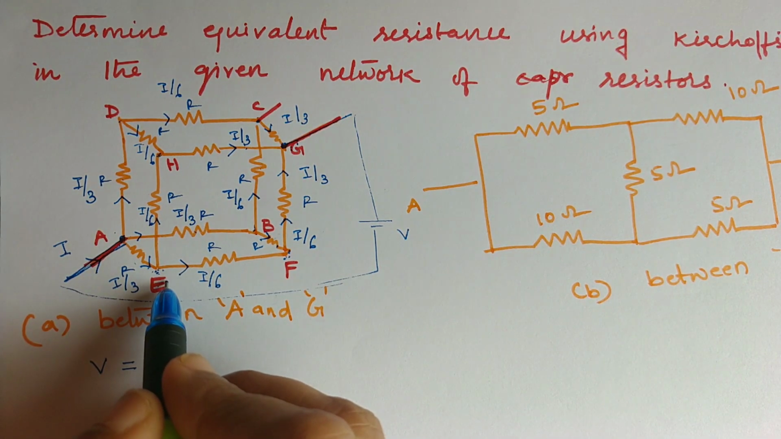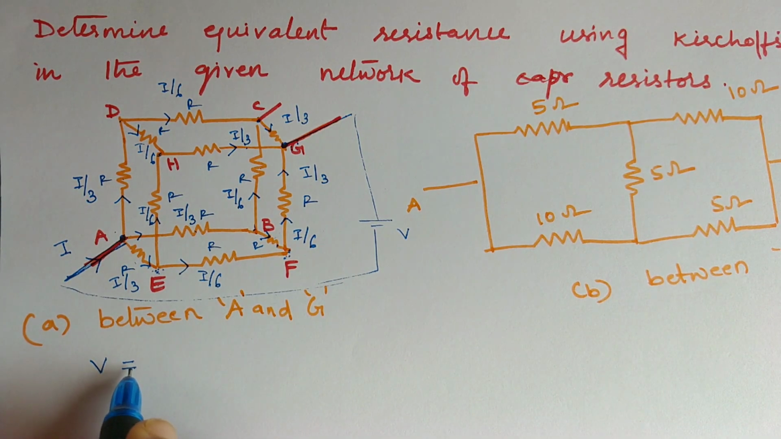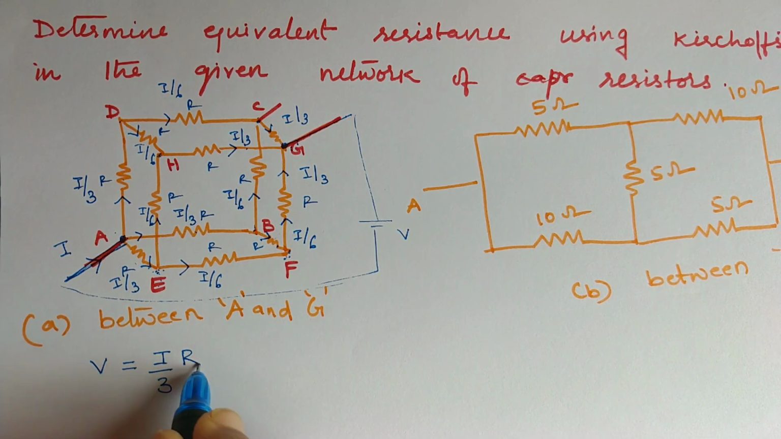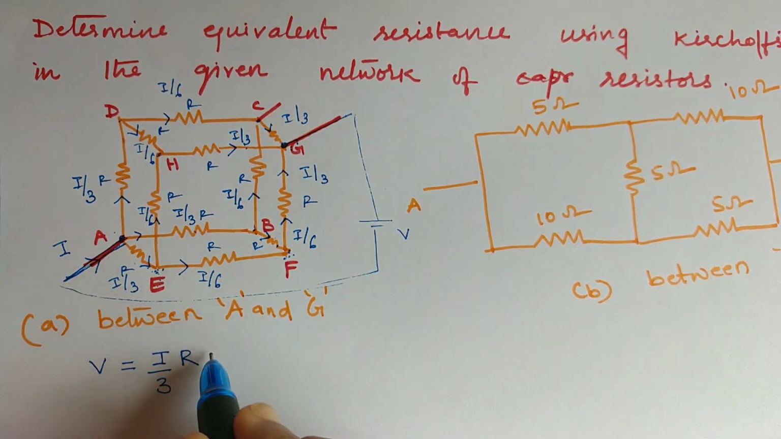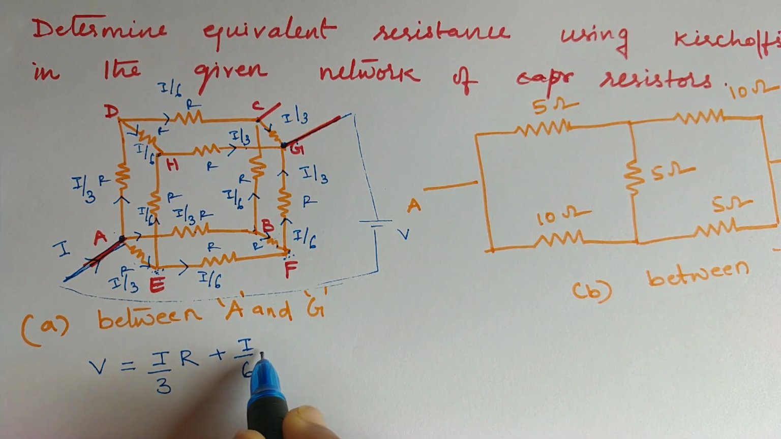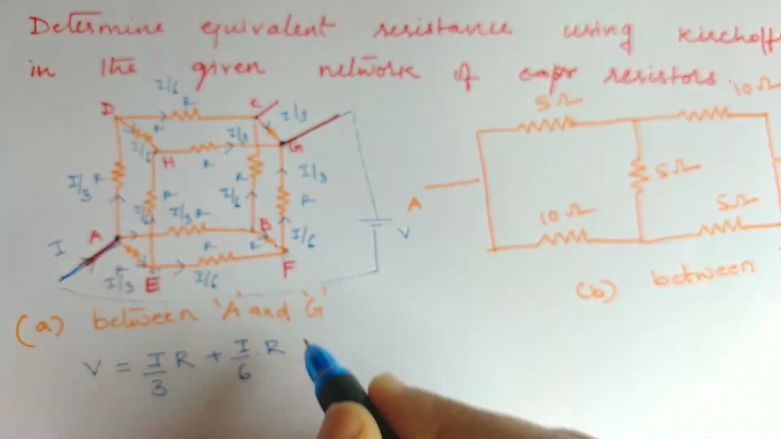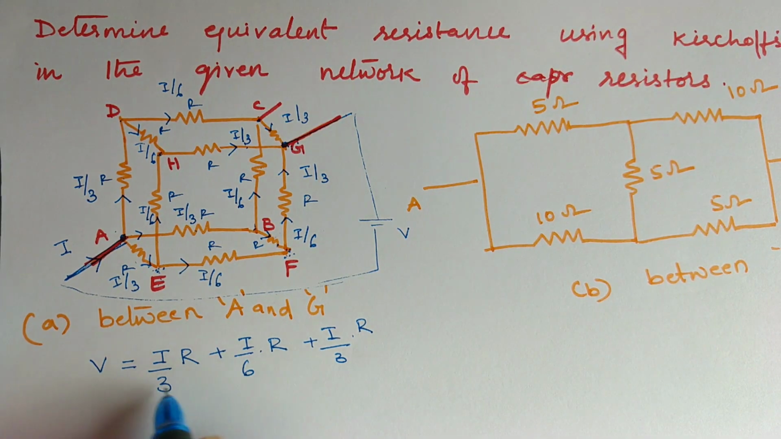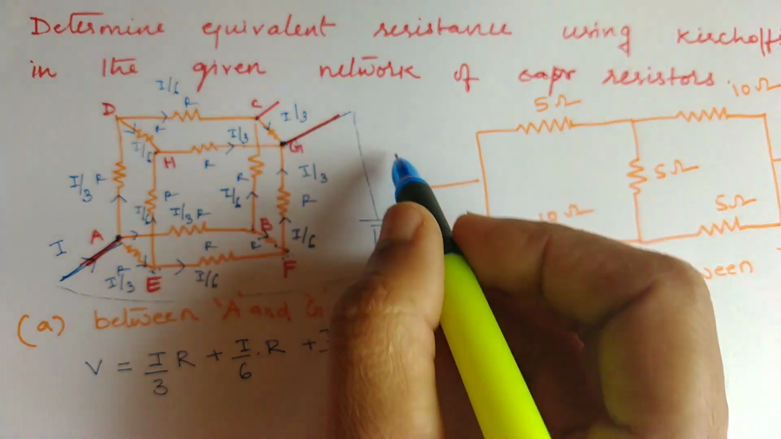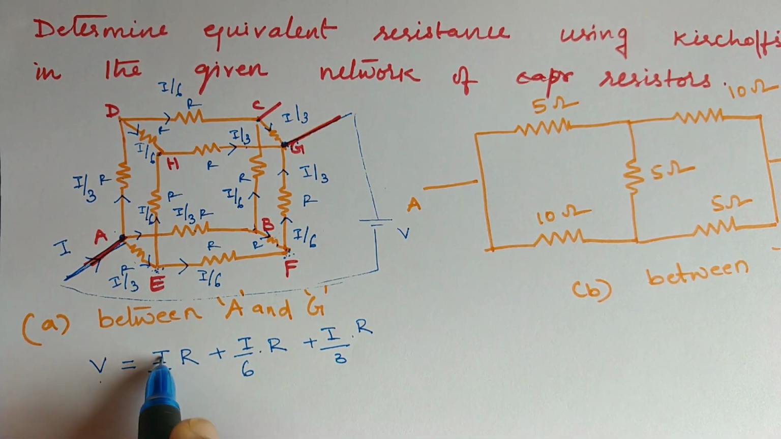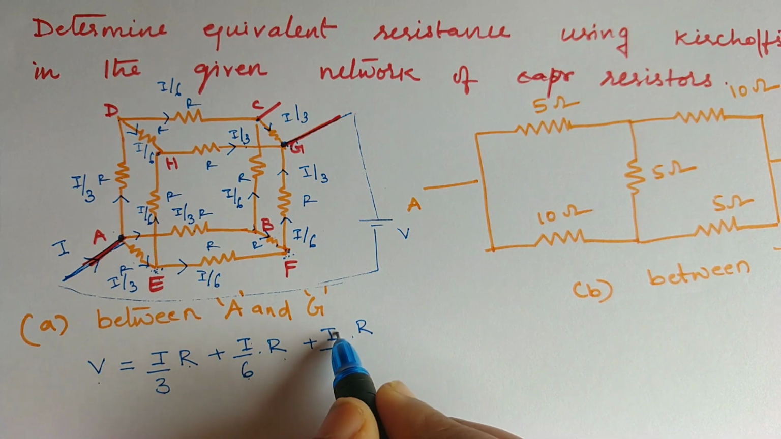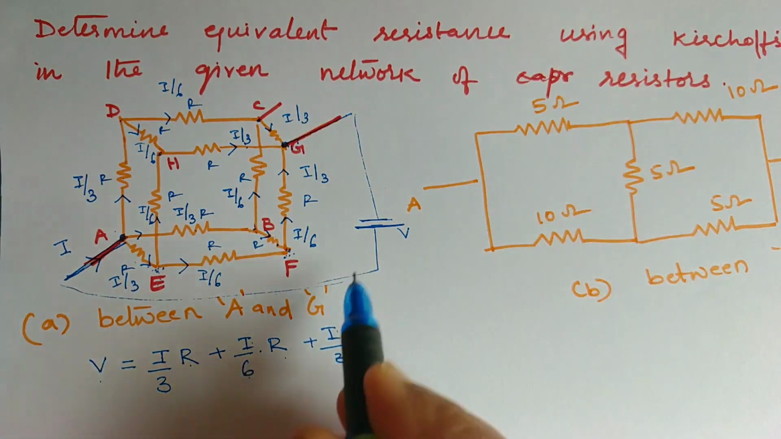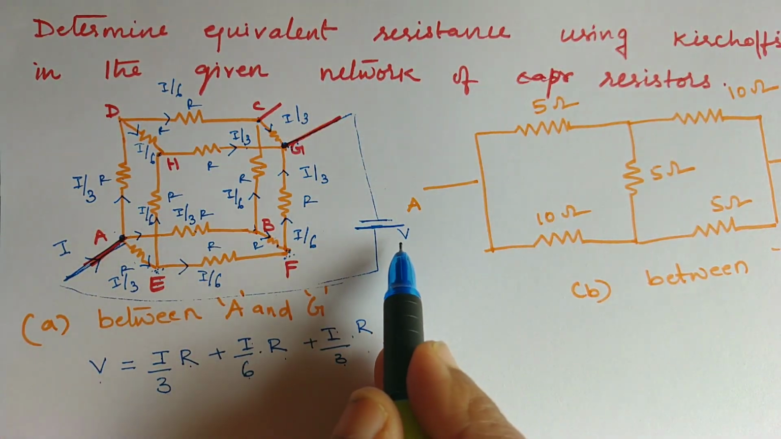Okay, when you move from A to E, what is the potential difference from A to E? Current into resistance. So I am taking the current as I by 3 into resistance R. From E to F, again I by 6 into R. F to G, I by 3 into R. This should give you the total voltage what you have applied. Now since V is I by 3 into R plus I by 6 into R plus I by 3 into R. Okay, I'll take this as positive terminal because current is flowing from high potential towards low potential.